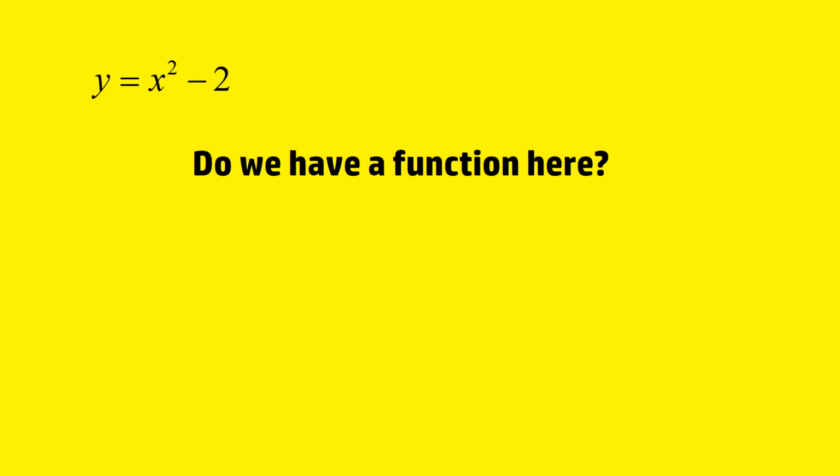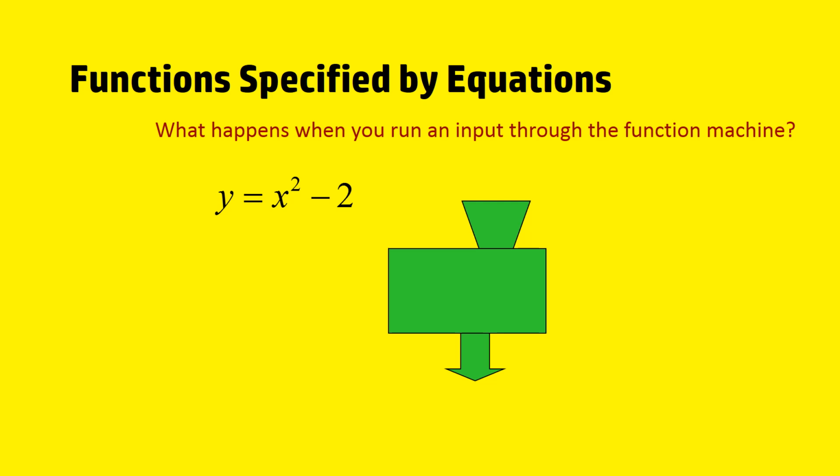Well, what about this? y equals x squared minus 2. Do we have a function? Well, let us see. Let's see what happens when we take would-be x values and run them through the old function machine. For example, x equals negative 2. Throw it into the machine. This, of course, is the square the input and subtract 2 machine. So we're going to do that with negative 2.